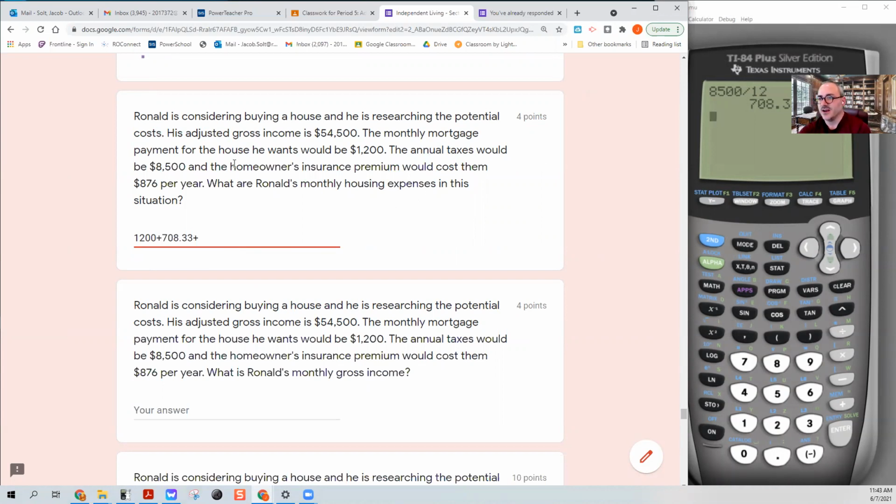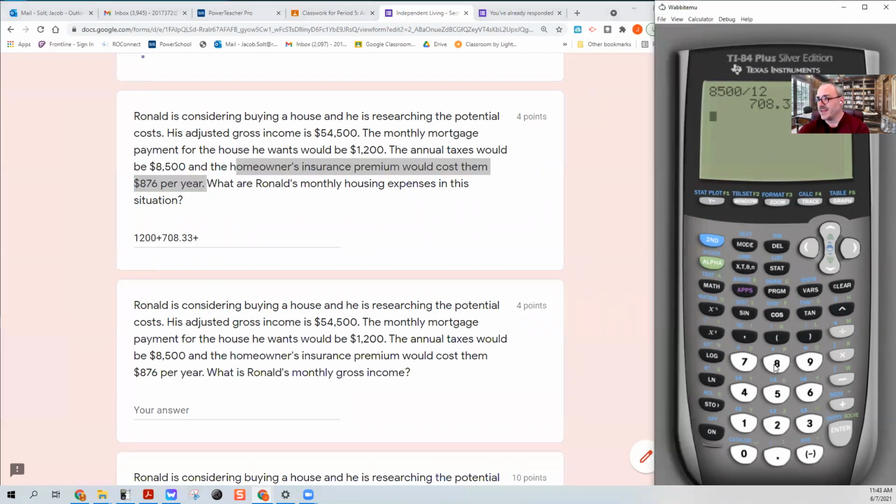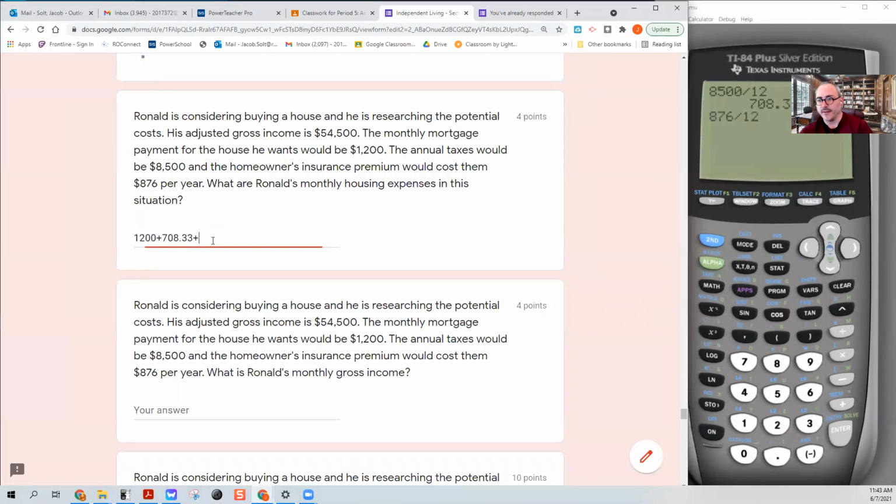I got the taxes. Oh yes, the homeowner's insurance premium. This is definitely an expense to owning the home. So I need to add that in my monthly housing expenses. All right, so $876 per year. I need to convert that to a monthly figure. It's going to be just like what we did. $876 yearly, I have to divide by 12 because there are 12 months in a year to find the monthly. That's $73 per month.